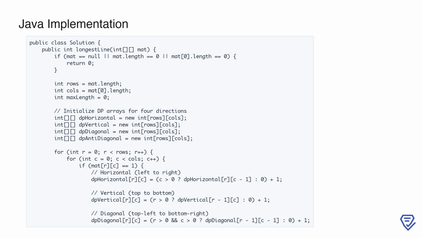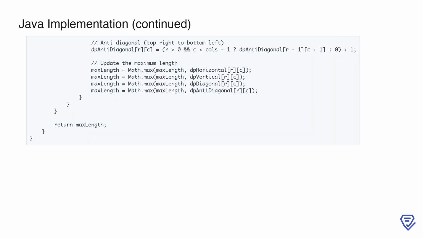If the current cell contains a 1, we calculate the length of consecutive ones in the horizontal direction by checking the value to the left in the dp horizontal array, adding 1 to it, or starting fresh at 1 if it's the first column. Similarly, we calculate vertical lengths by referencing the value above the current cell in the dp vertical array and adding 1, or starting at 1 for the first row. For diagonal lengths, we check the top left cell in the dp diagonal array, and if it exists, we add 1 to its value, otherwise, we start at 1 for the topmost or leftmost cells.